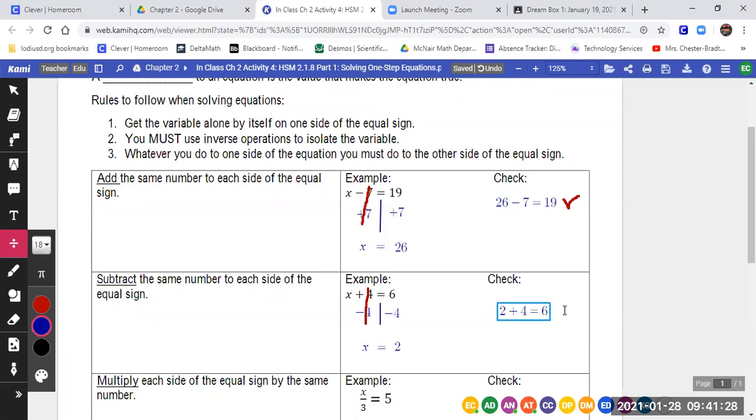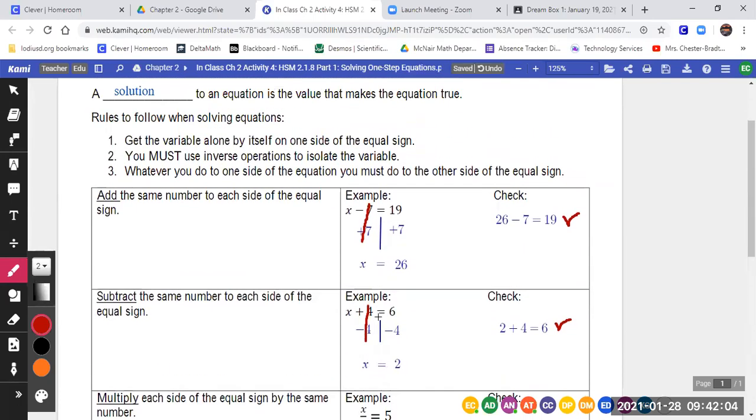I don't think I need a calculator for that, do I? Do I need a calculator to say that this is true, that 2 plus 4 makes 6? Do you guys need me to go back to the calculator and put in 2 plus 4 and make sure it's 6? Or do you guys trust that that's true? Okay, so we can say check.